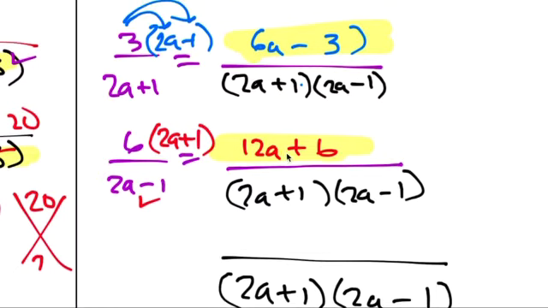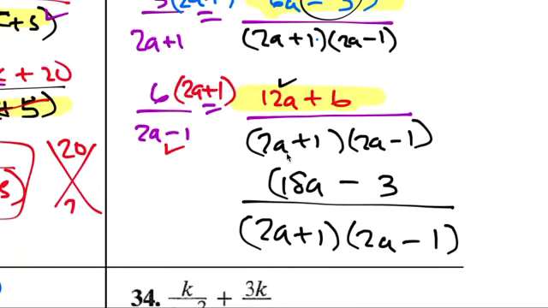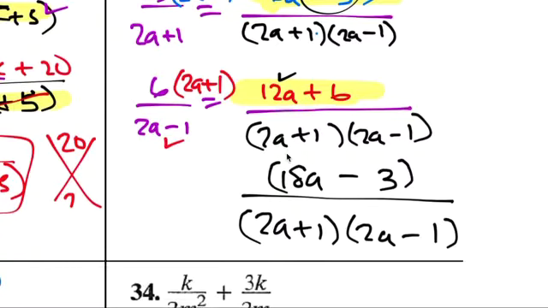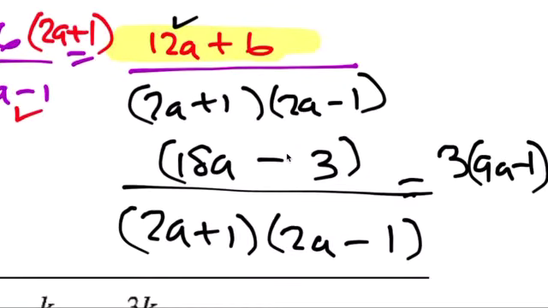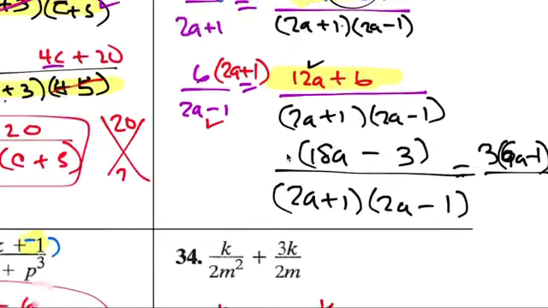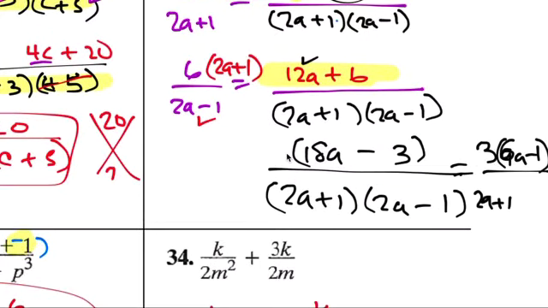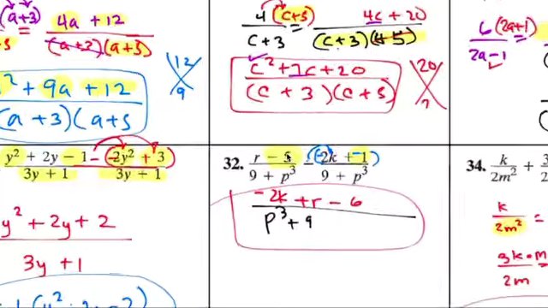So for the numerator, these two are alike right there. You get 18a minus 3, because these two right here. Okay, you can factor out a 3, right? You get 6a minus 1, 6a, not 9a, over that answer right there, 2a plus 1 and 2a minus 1. Okay, and you do that for all of these.